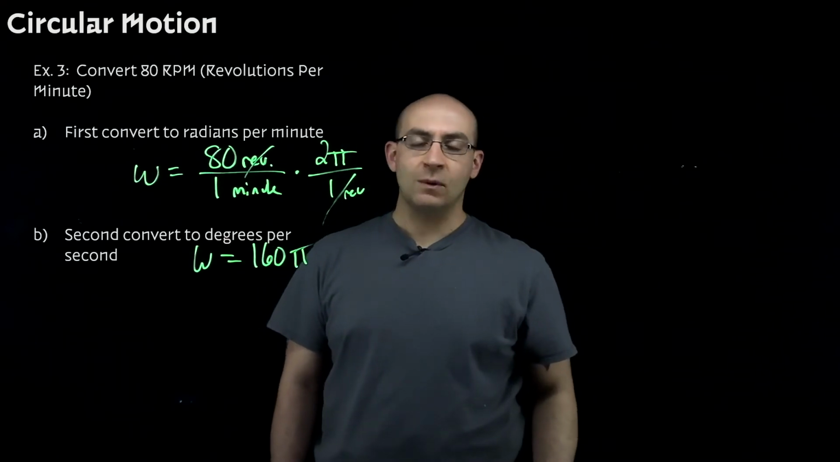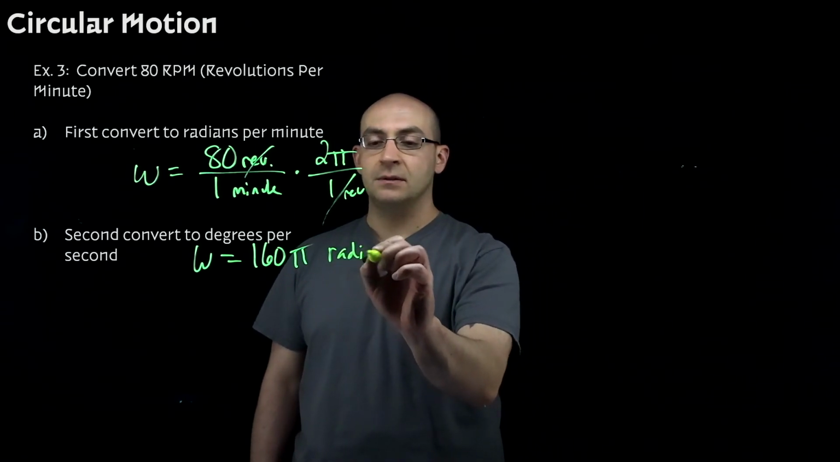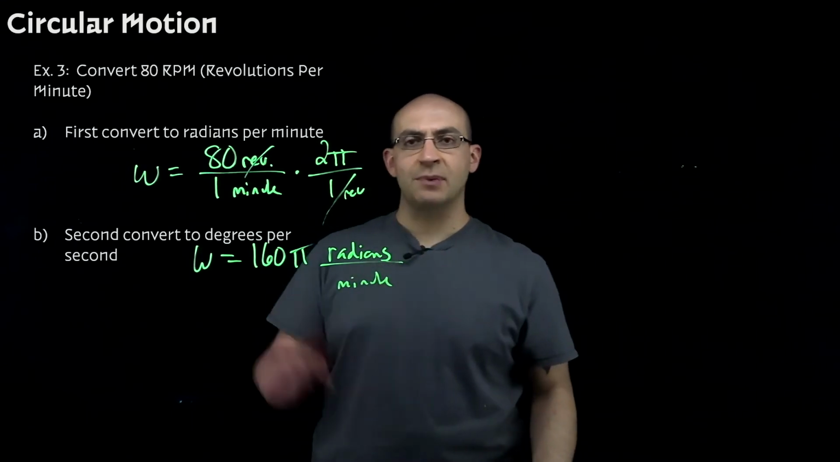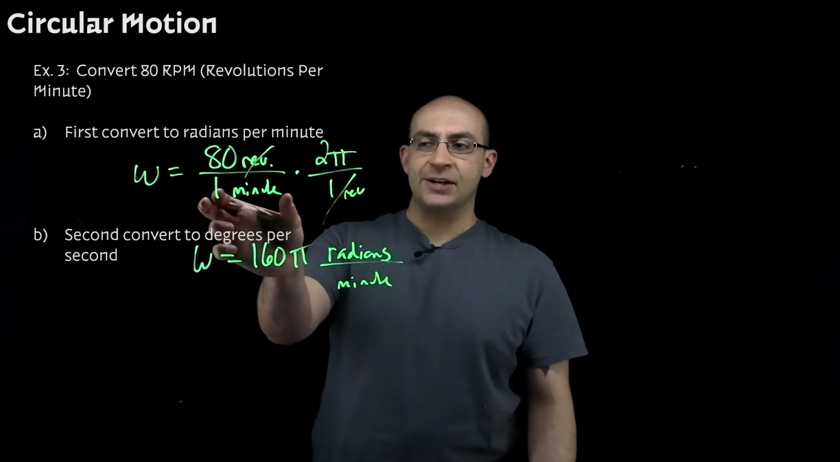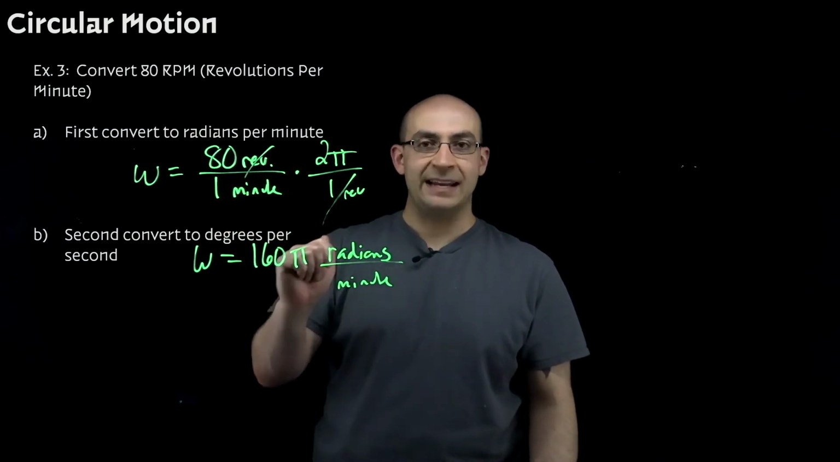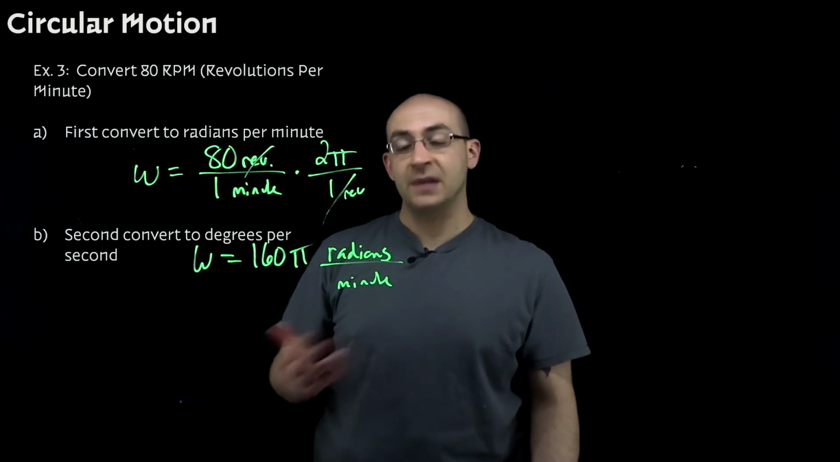Now, what does that 160 pi represent? That represents radian measurements in 1 minute. Because again, think back to the problem. That's what I want. So what did we do here? I took a fraction of how many revolutions per minute I was given, 80. Then I multiplied it by however many radians happen in 1 revolution.